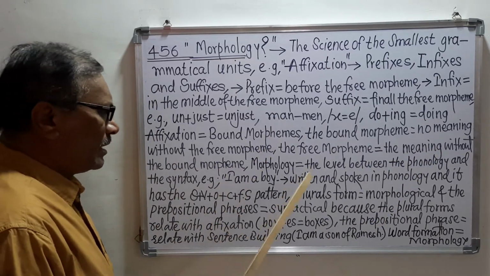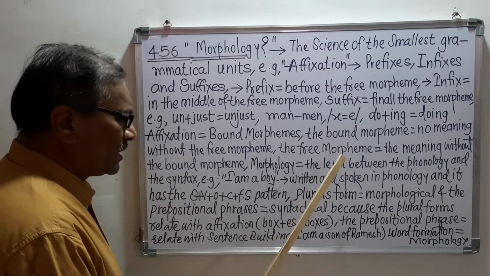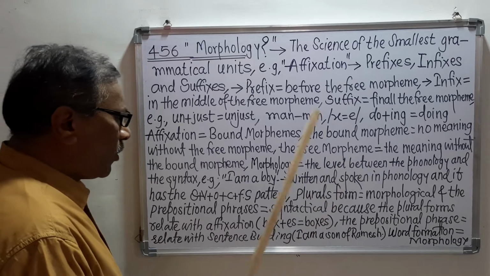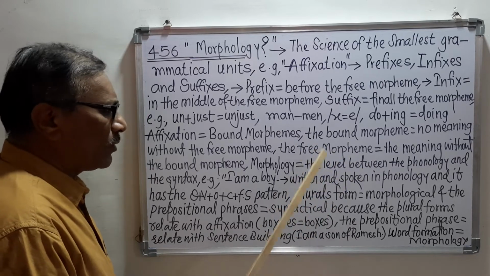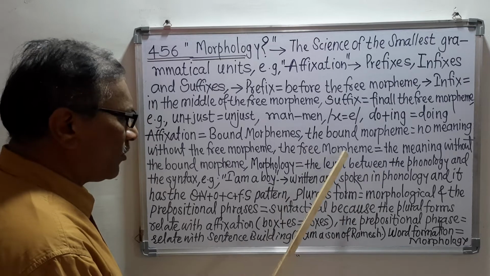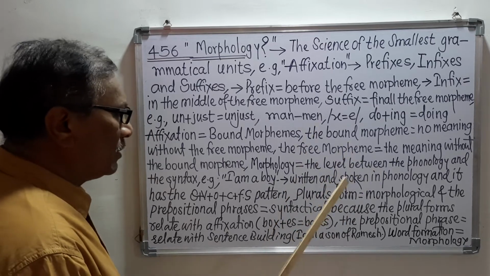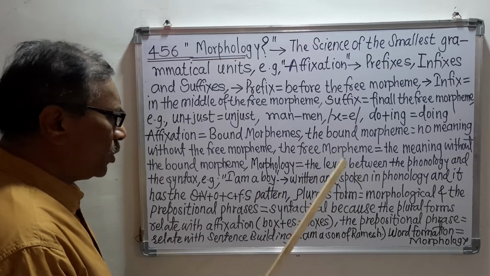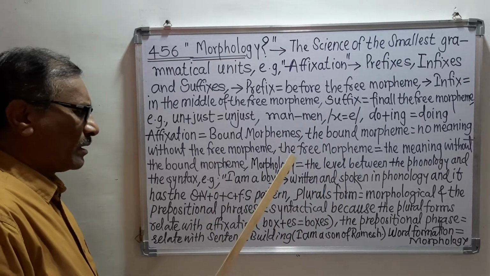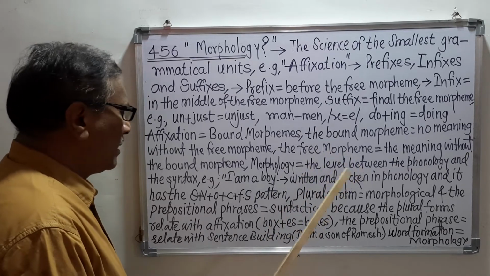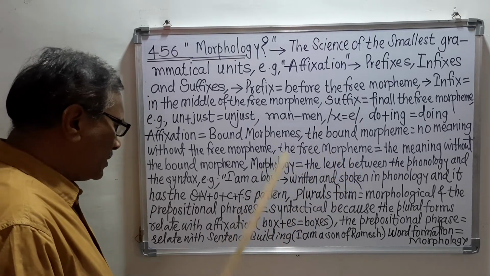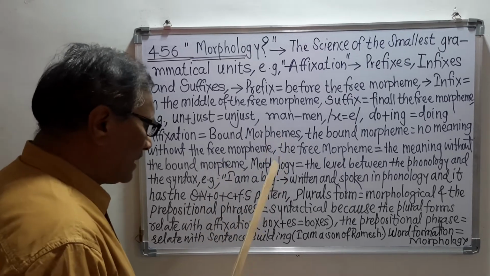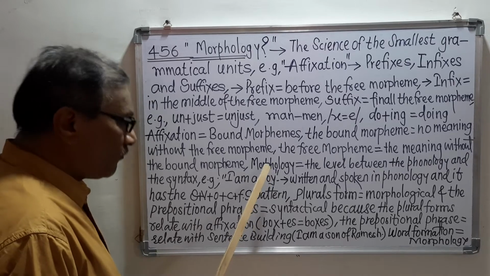Means when we talk about free morphemes, they don't get the help of the bound morpheme because they have their own meanings. And so the free morpheme is the particular word, the particular sound which has its own meaning. That is the free morpheme, and a free morpheme doesn't need the bound morpheme to get the particular meaning. That is the explanation.